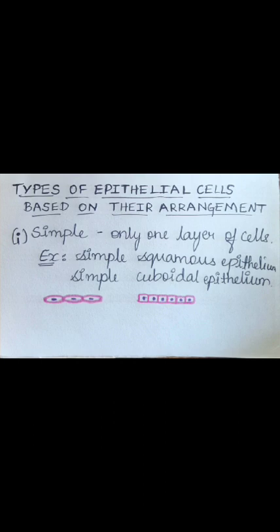Simple epithelium consists of a single layer of epithelial cells. The main functions are absorption, secretion and filtration. They are found in the lining of blood vessels, that is the endothelial lining, and the alveoli of the lungs.